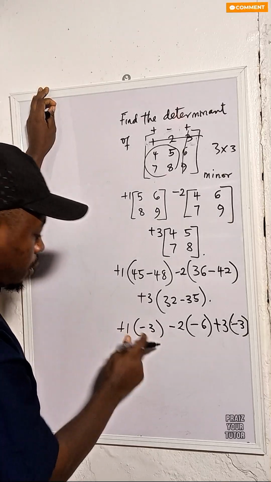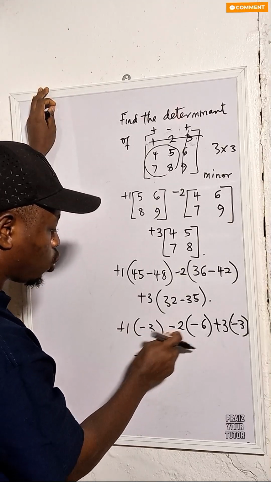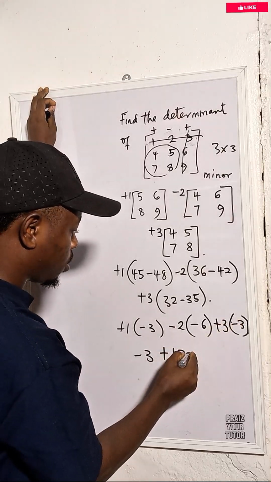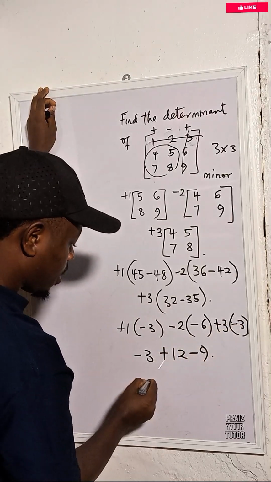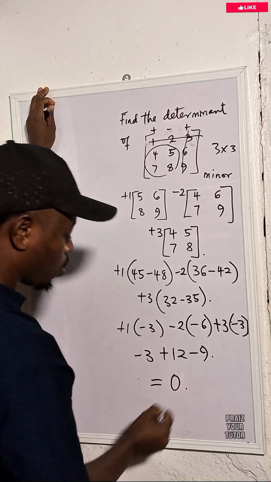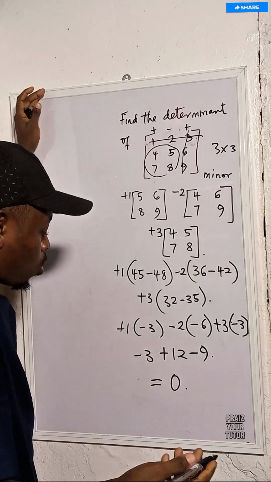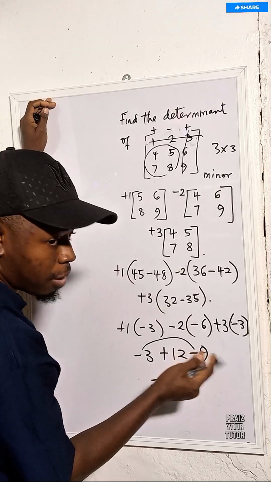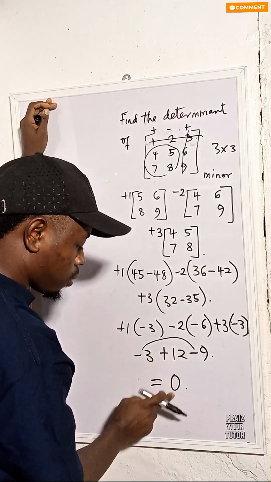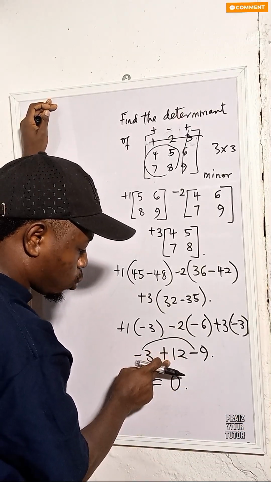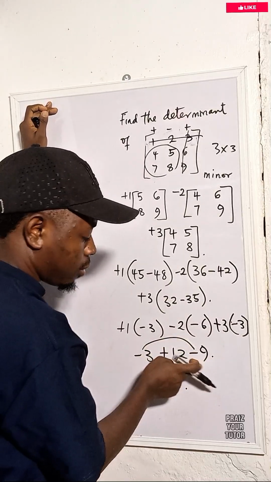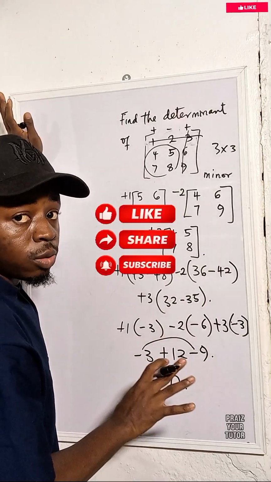1 times minus 3, minus 3. Minus 2 times minus 6, plus 12. 3 times minus 3, minus 9. And this is 0. You could test it. Minus 3 minus 9, that's minus 12. Minus 12 plus 12, 0. Minus 3 plus 12, that's 9. 9 minus 9 is 0. 12 minus 9, 3. 3 minus 3 is 0. Anywhere, it is 0.